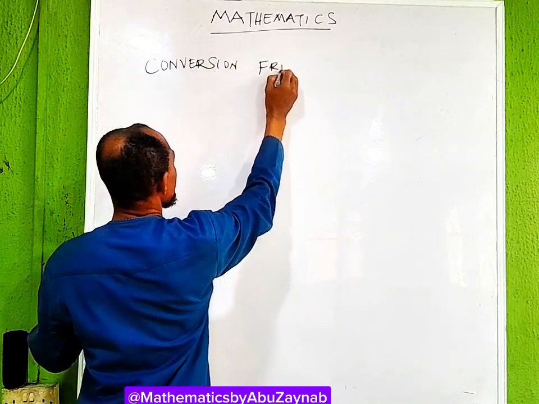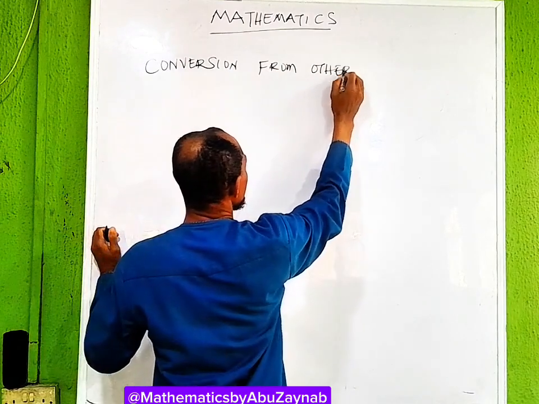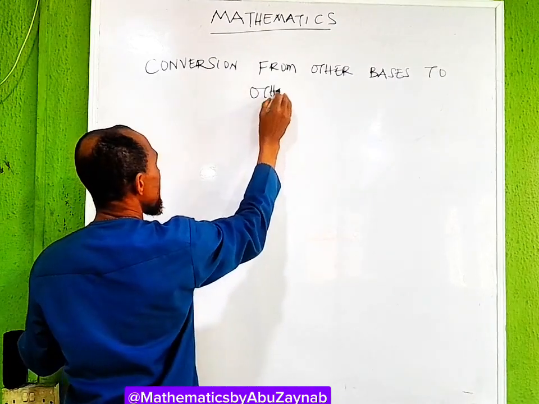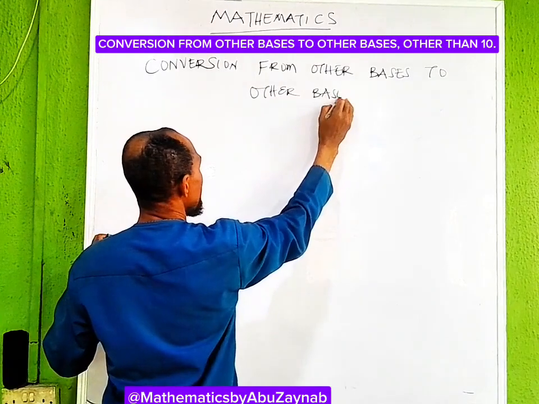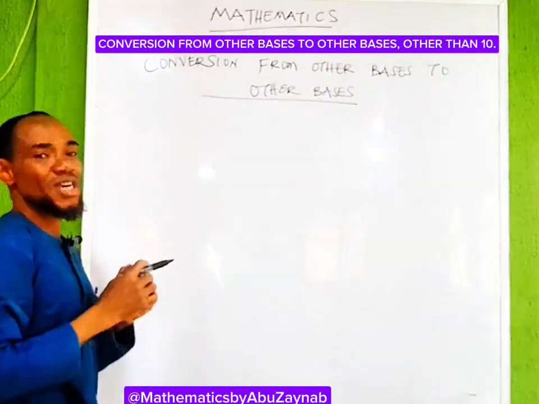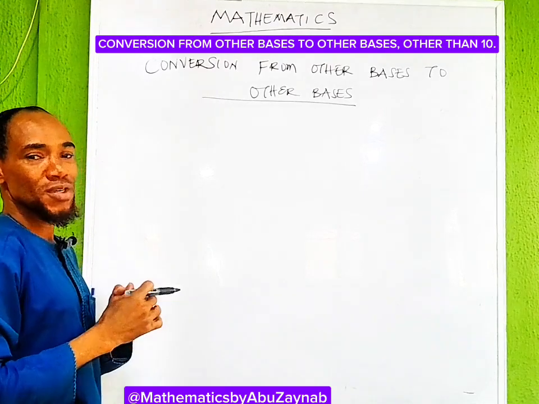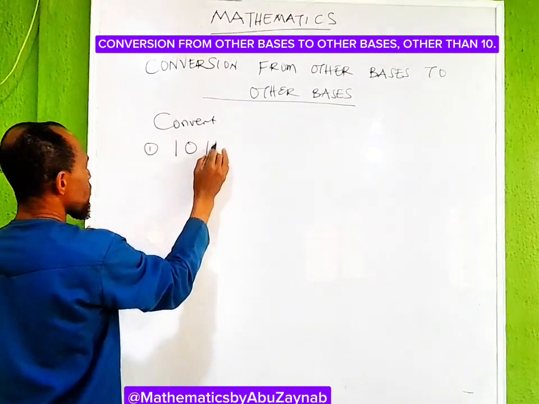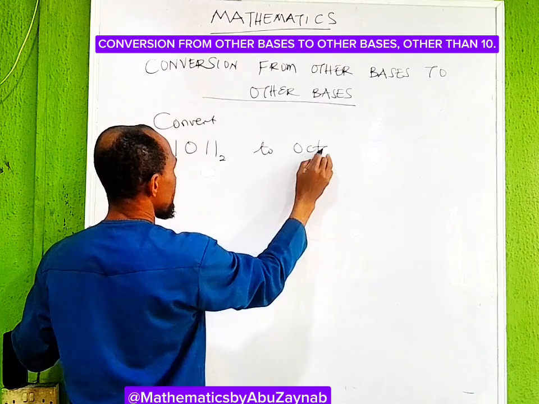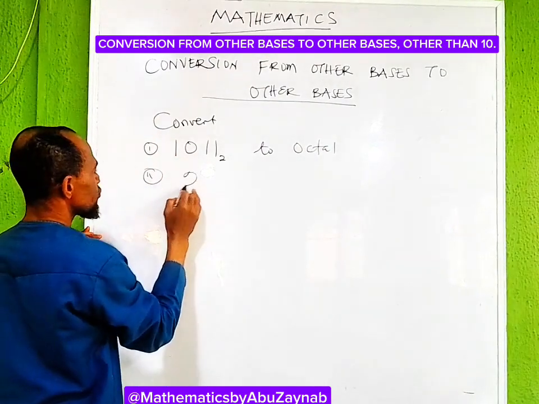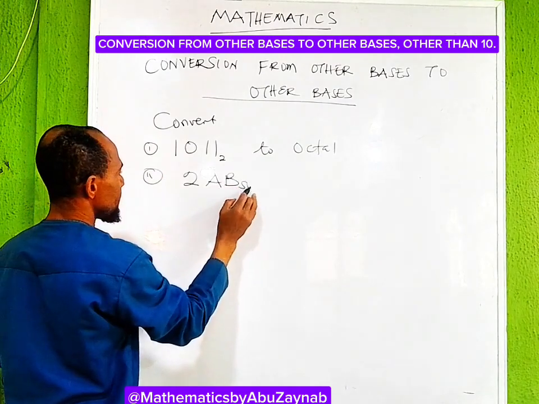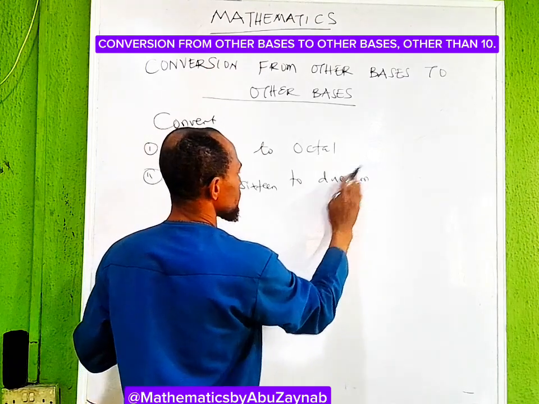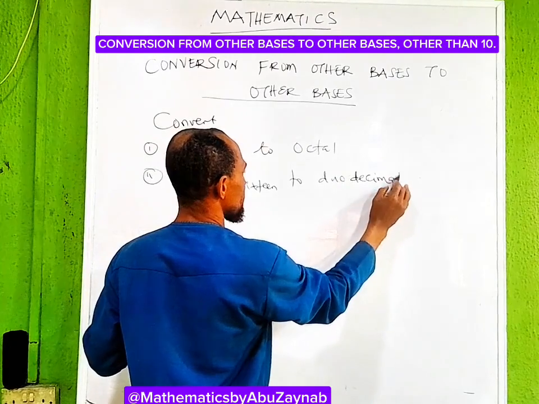Conversion from other bases to other bases. Without wasting time, we go straight into examples to expatiate further what it's all about. So we convert 1011 base 2 to octal, and 2AB base 16 to duodecimal, and that's base 12.